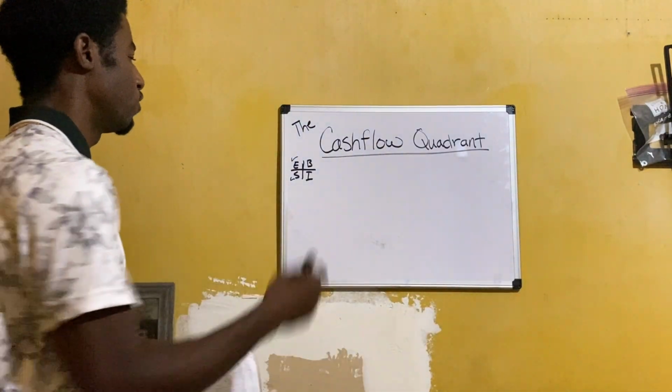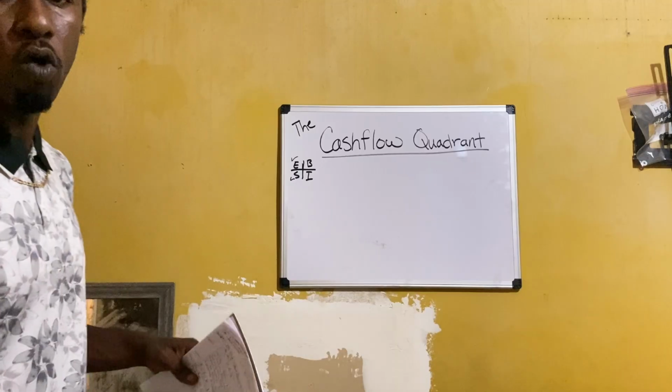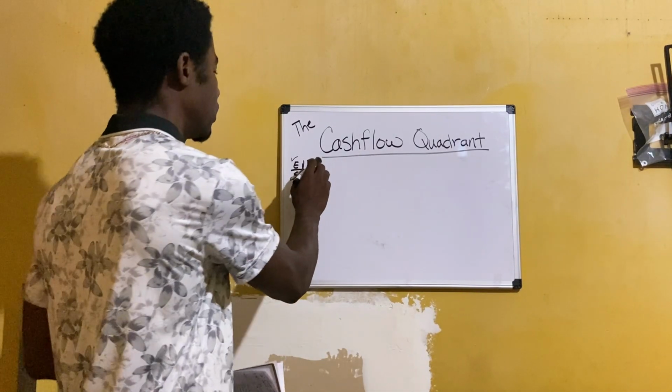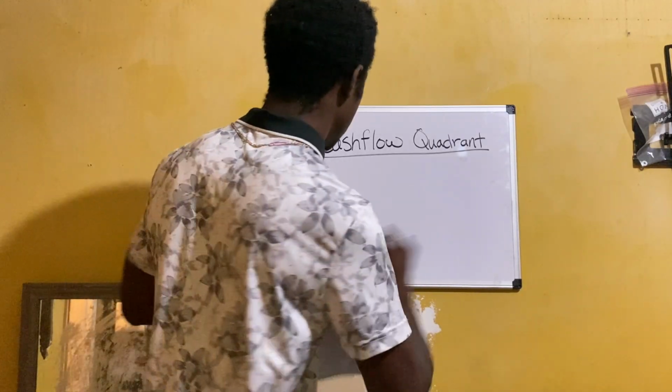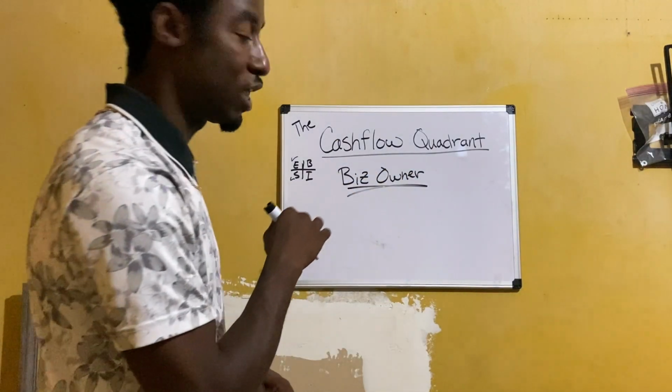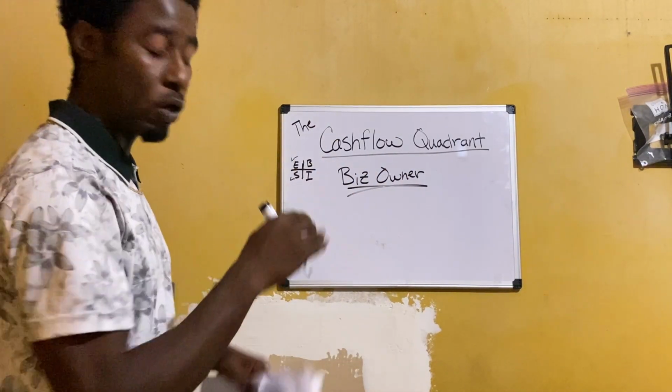So what's the next one? We've already covered the full left side of the quadrant, right? So what's the next one? What is B? You guys tell me what B stands for. Do we know? I'll help you out. Biz owner. That's what B stands for. A B is a business owner, right?